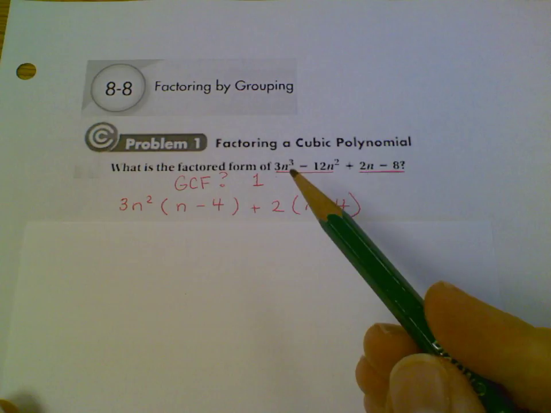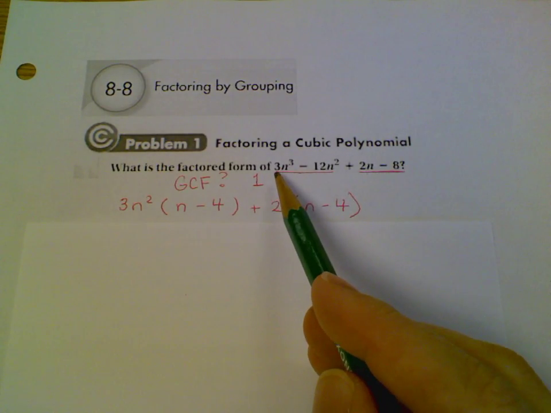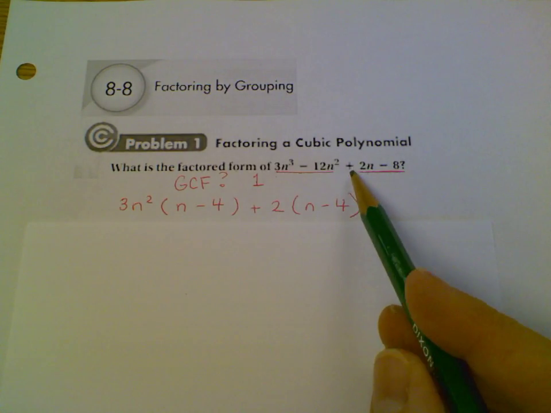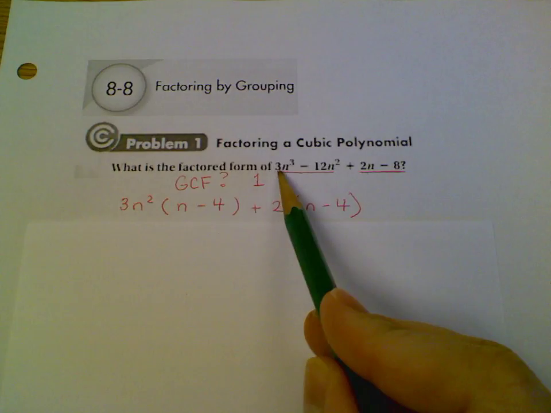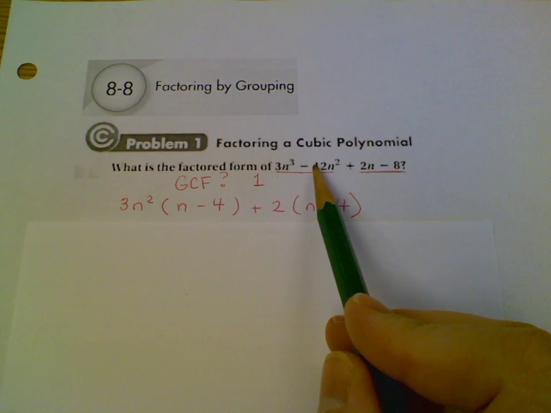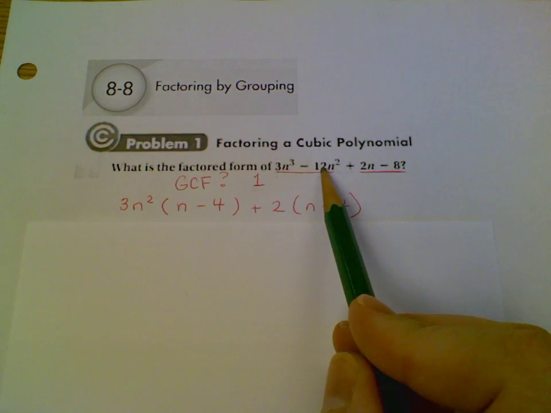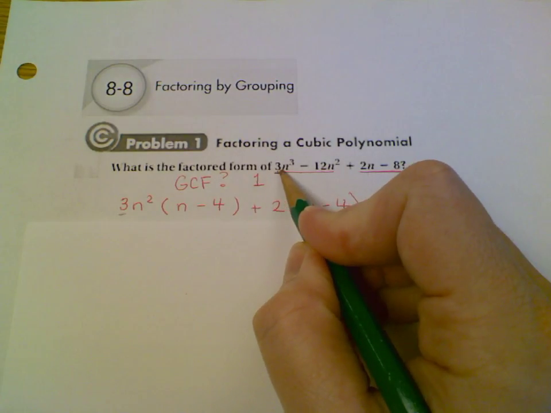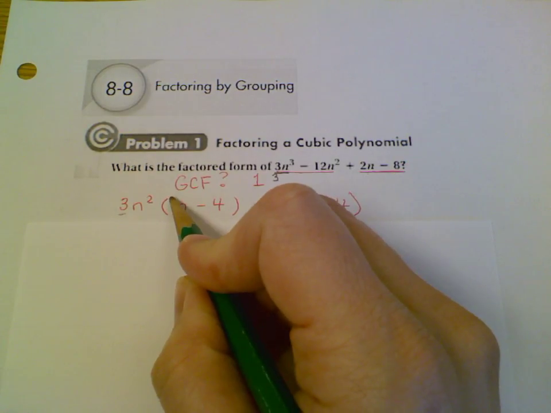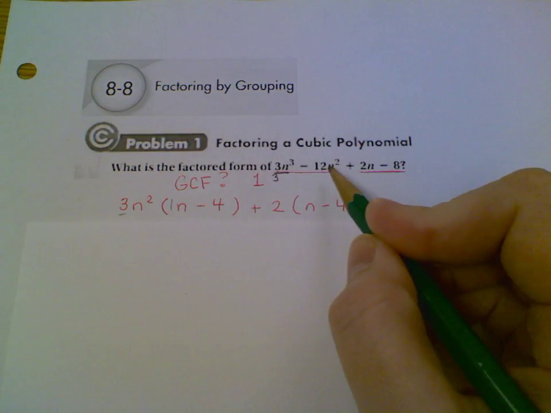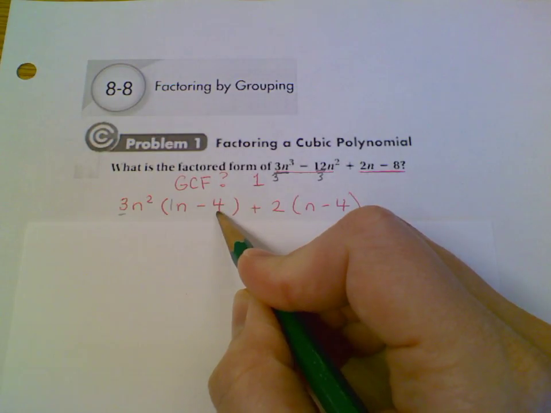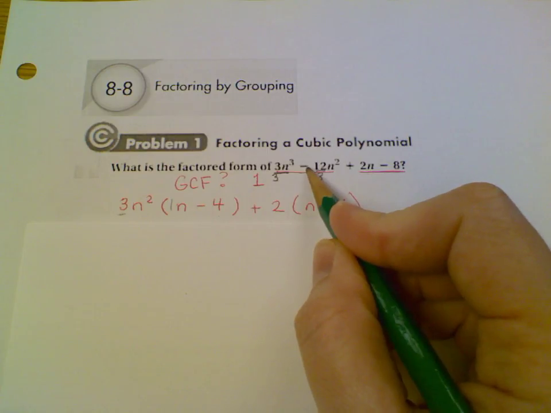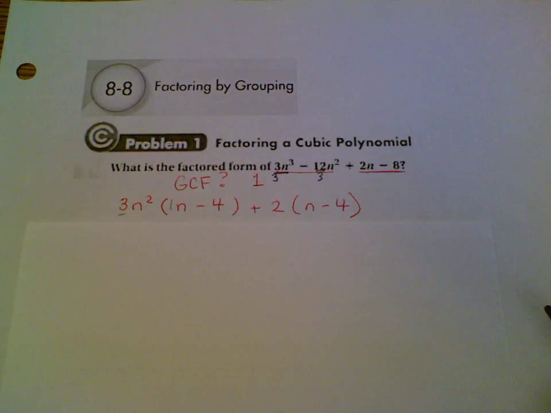The next step is, this is why it's called grouping, because you're going to group the first 2 terms together and you're going to group the last 2 terms together. You're going to find the greatest common factor amongst these first 2. So think of a number that I could divide 3 and 12 by, and that number should be 3. So I'm going to divide 3 by 3 and get 1, and 12 by 3 and get 4. And since this was negative 12, this is going to become negative 4.